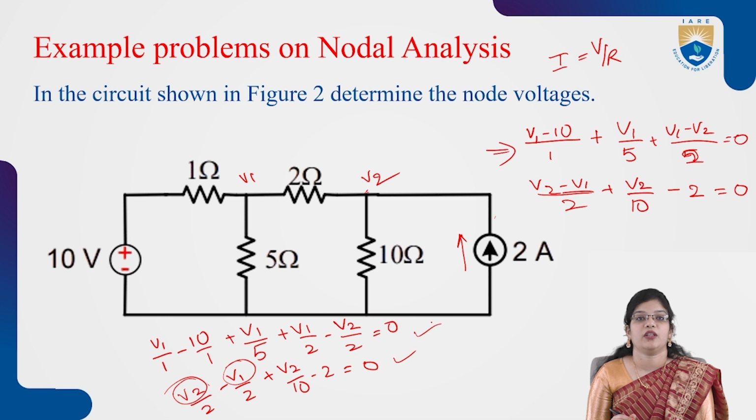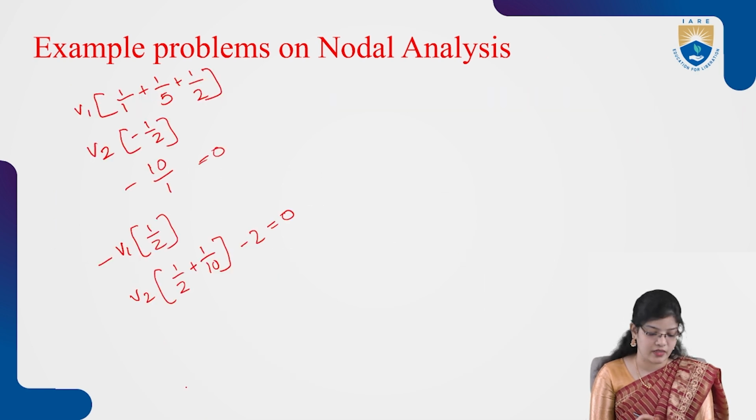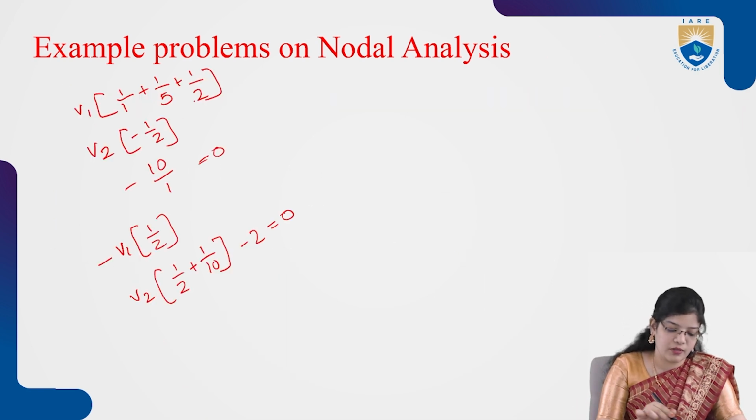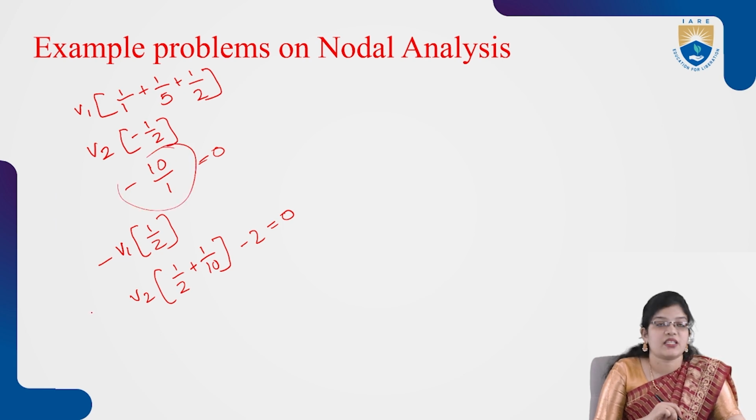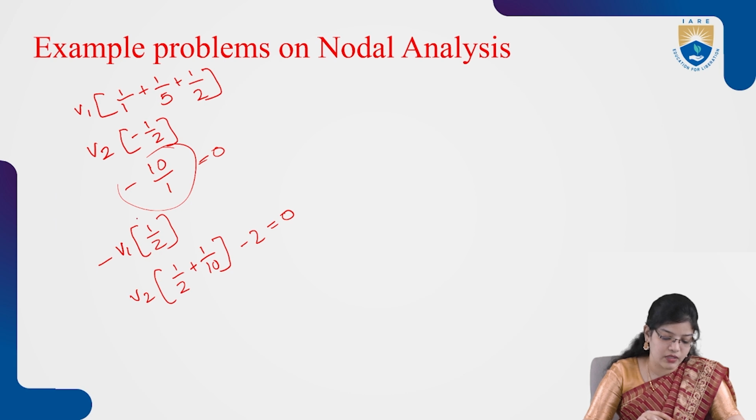So these two equations have been written in this way. V1 terms we have taken out, V2 terms we have taken out, remaining is minus 10 by 1. And then for the second equation, V1 is 1 by 2 and V2 terms we have taken out, and the remaining minus 2 I have written as it is.